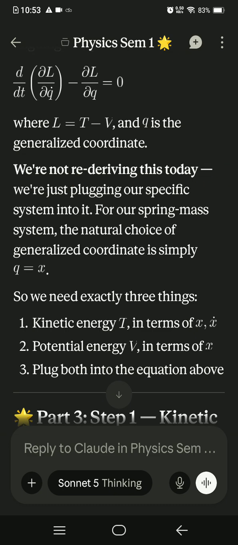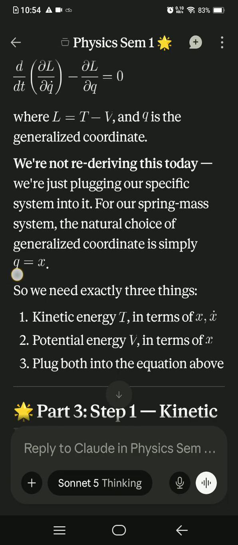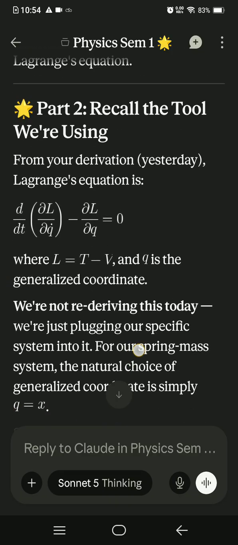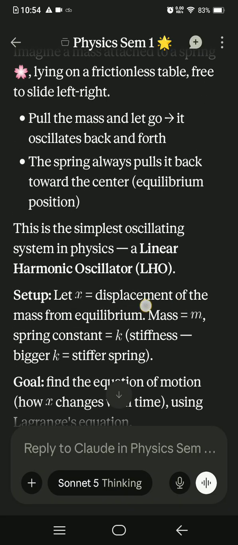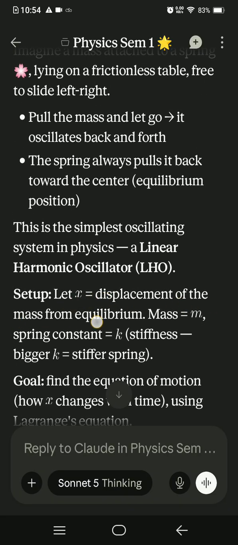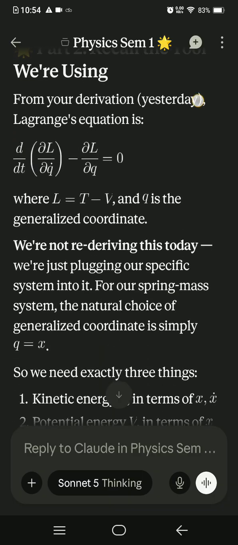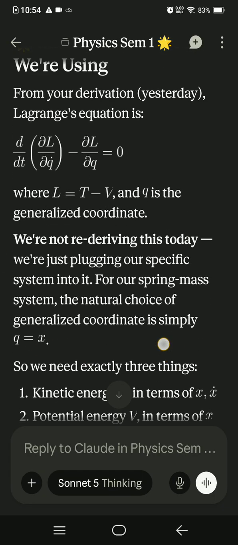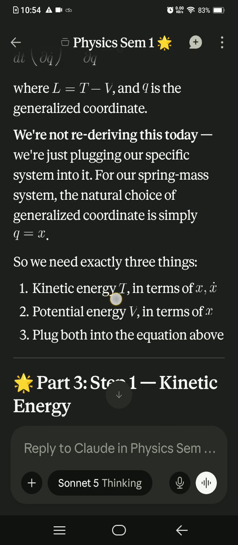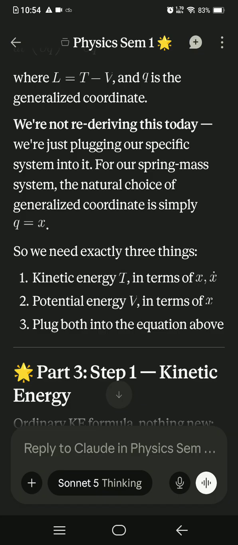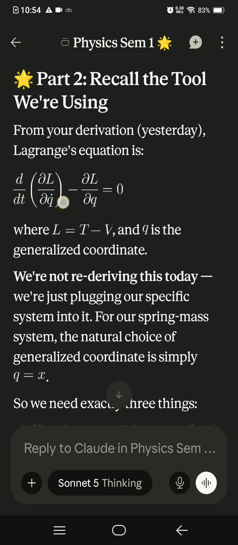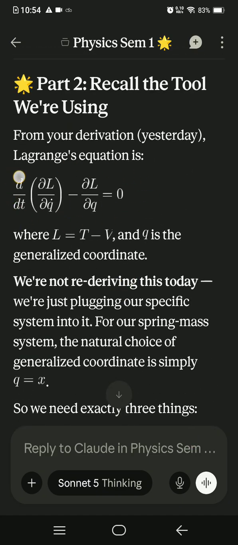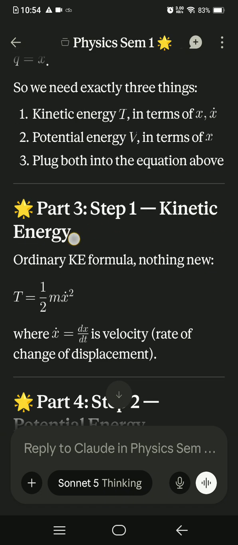For our spring mass system, the natural choice of generalized coordinate is simply q equals the displacement, and in our case the displacement is x, the displacement of the mass from equilibrium. So q equals x, and to use this we need kinetic energy in terms of x and x dot, and potential energy in terms of x. We are going to plug those into our Lagrange's equation. So step 1 is to find kinetic energy.